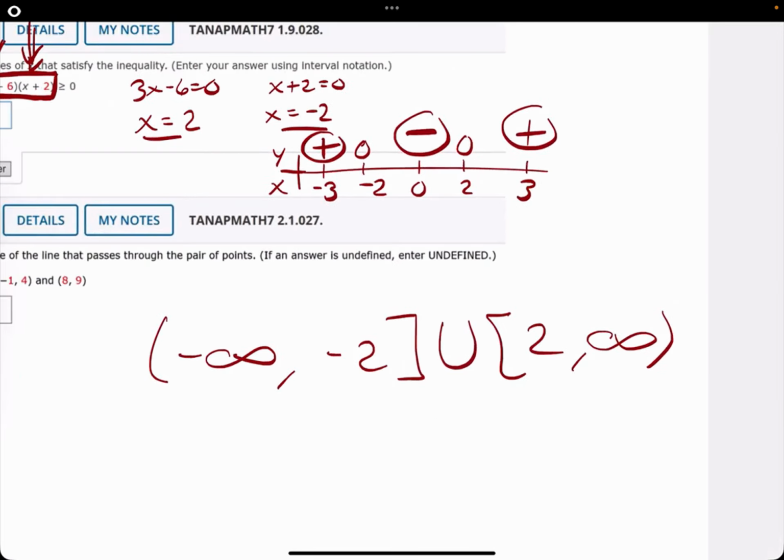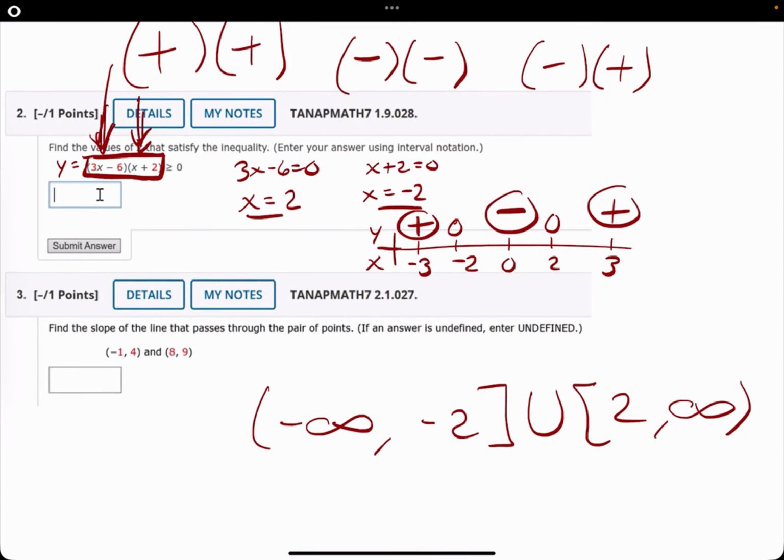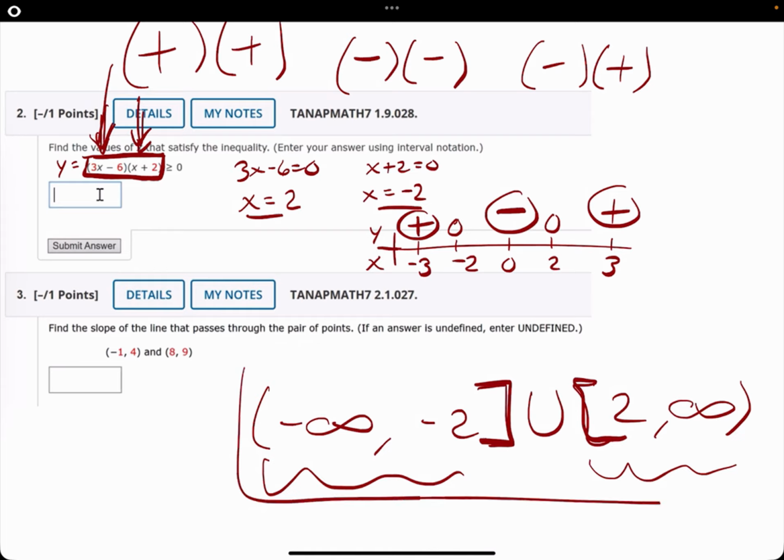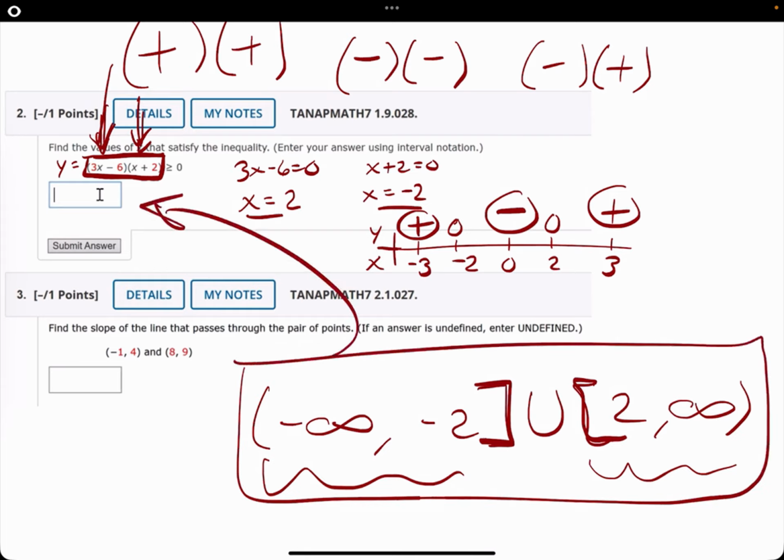Why do we have brackets? We have brackets at negative 2 and 2 because those are the x values that make the whole expression equal to 0. We want to know not just where it is greater than 0, but also equal to 0. And it's greater than 0 for all the values between negative infinity and negative 2, and 2 to infinity. So this is our solution to that up there.